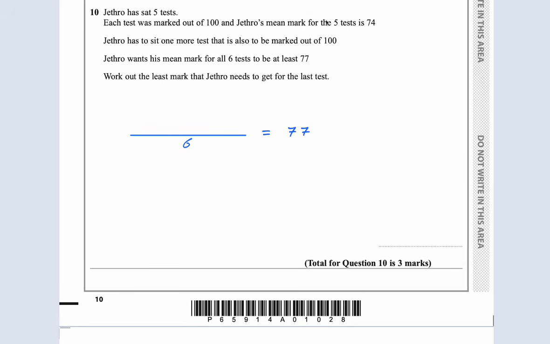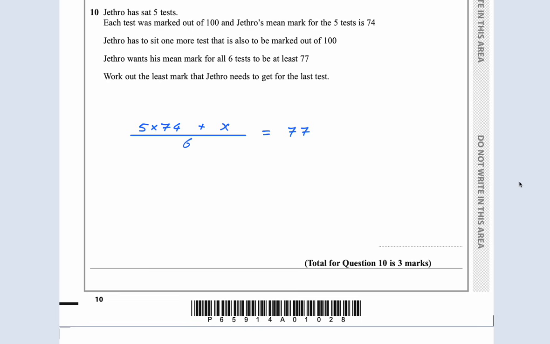In his first 5 tests, his mean was 74. So his total score in all those tests, you can just do 5 times 74. This is the key to these types of questions, guys. 5 times 74 gives me the total that he got in the first 5 tests, because it's just the mean times 5. And then whatever he gets in his next test, I don't know what it is, so I'll call it x. And now I just need to solve this equation.